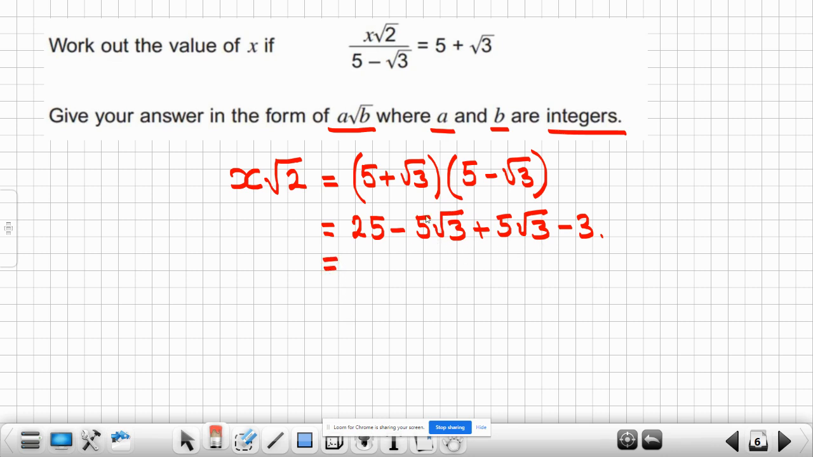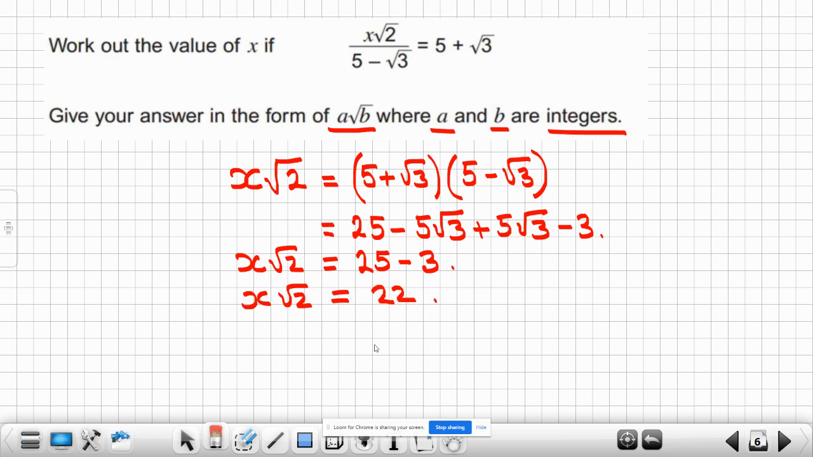But what you should notice is that the middle two are going to cancel each other out. So minus 5 root 3 plus 5 root 3 cancel each other out. And we're left with 25 minus 3, which is far nicer for us to have to work with. Okay, so let's tidy that up a bit more. So we've got x root 2 equals 22.